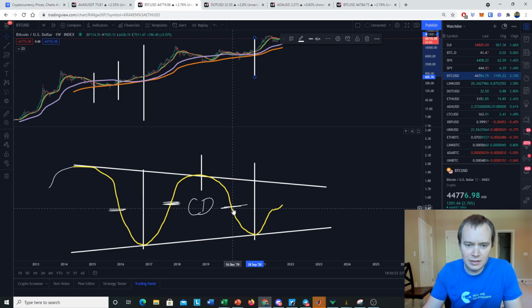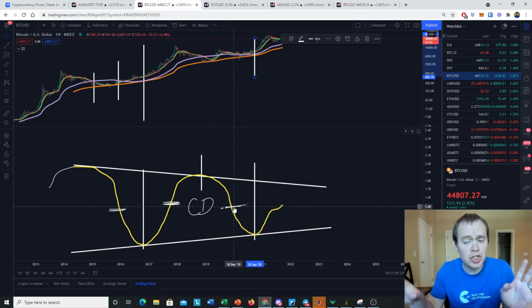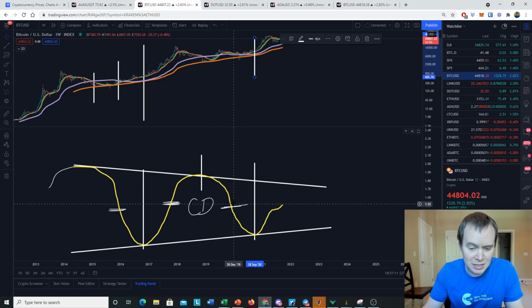And this occurred right before the pandemic drop. Okay, so it's sort of like one of those black swan events, but it more or less corresponded to within a few months of getting back above the 20 weeks. So what it shows, it does not show the bottom, does not show the top necessarily.